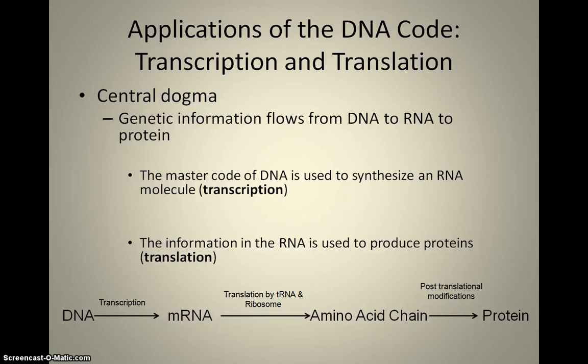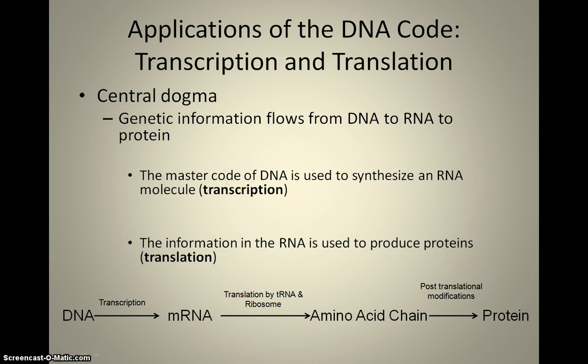So now we're going to talk about how the DNA is actually used to express the genes in order to form proteins. This whole idea is called transcription, or it's called the central dogma, and it's comprised of two different parts: transcription and translation, and then a little bit of what's called post-translational modifications.